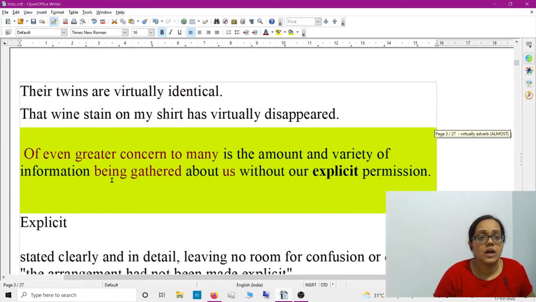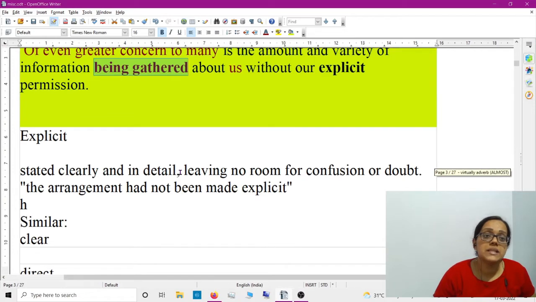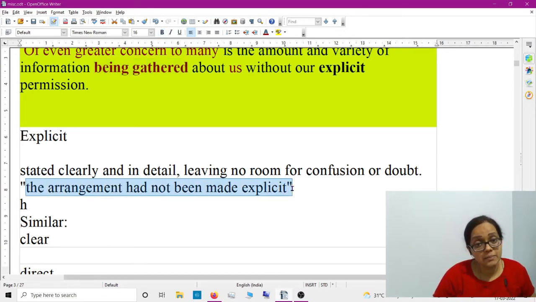Then here what? Being gathered. Now it's like collected, being gathered about us without our explicit permission. See vocabulary. Explicit means clear. Without our clear permission. We are not giving permission like that. Stated clearly, the arrangement had not been made explicit, clear, or stated clearly and in detail, leaving no room for confusion or doubt is known as explicit.